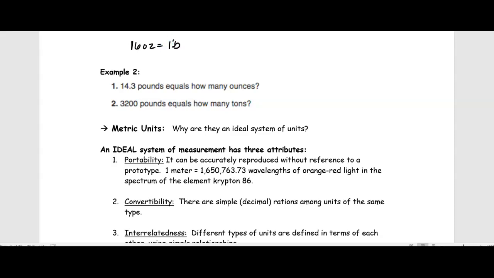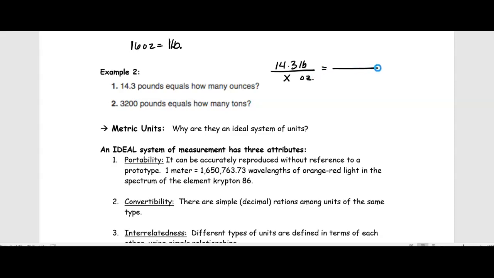And I mentioned this in the last video, but I would get a sheet together and just start writing these conversions all in one sheet would be helpful. So I'm going to set up my question as a proportion, just like I did in example 1. So I'm going to write 14.3 pounds equals how many ounces, an X since I don't know.